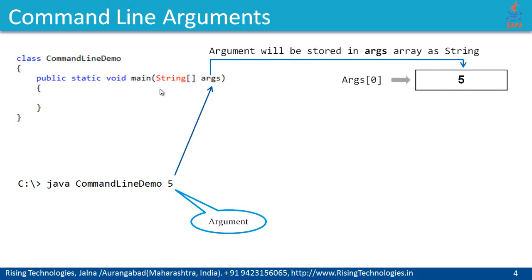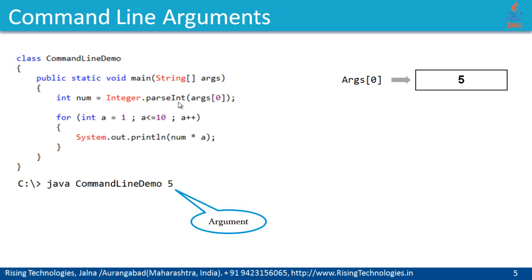Now, in my main program, I want to read the information from this args array and print its table. But I know that this args array is of type string. Even though I am supplying a number from the command prompt, this number gets stored as a string in this args array. So first of all, I need to convert this number from string to integer, so I can make use of this wrapper class, that is Integer. This class has a method, parseInt. This method takes a string as a parameter and returns its integer value.